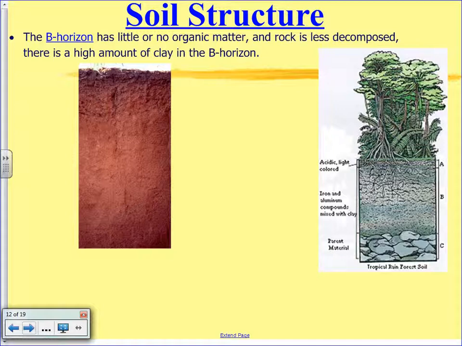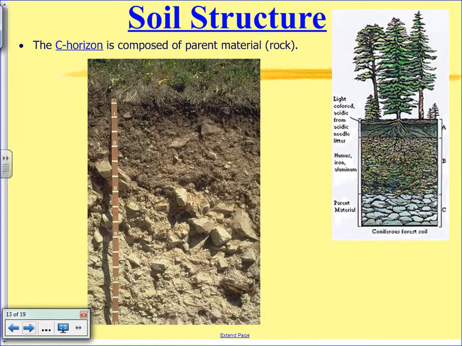This would be what a tropical rainforest soil profile would look like. The A horizon is very, very thin. You've got a very, very thick B horizon. The clay is what the plants anchor into, and then underneath that would be worn and weathered parent material. And then the C horizon, like we said, is composed of parent material.